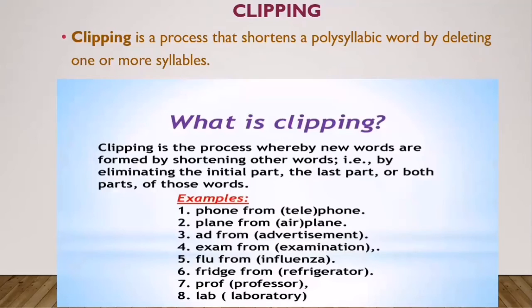Next, we have clipping here. So what is clipping? What is the process? It is the shortening of a word by deleting one or more syllables. Another definition: it is the process whereby new words are formed by shortening other words, eliminating the initial part or the last part.